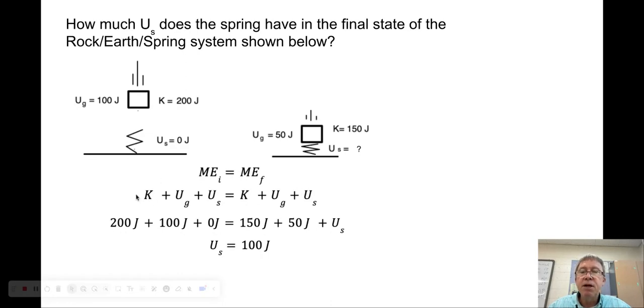So I'm going to sum up the K, UG, and US in my initial state. I have 200 joules of kinetic, 100 joules of gravitational potential energy, and 0 joules of spring energy. So that's a total of 300. In the final state, I have 150 joules of kinetic energy and 50 joules of gravitational potential energy. The only thing that I don't know is the spring energy, and when I solve for it, I find I have 100 joules. It's such an easy, powerful equation. It really helps you figure out things that seem untangleable. But it's just a very powerful, simple equation.